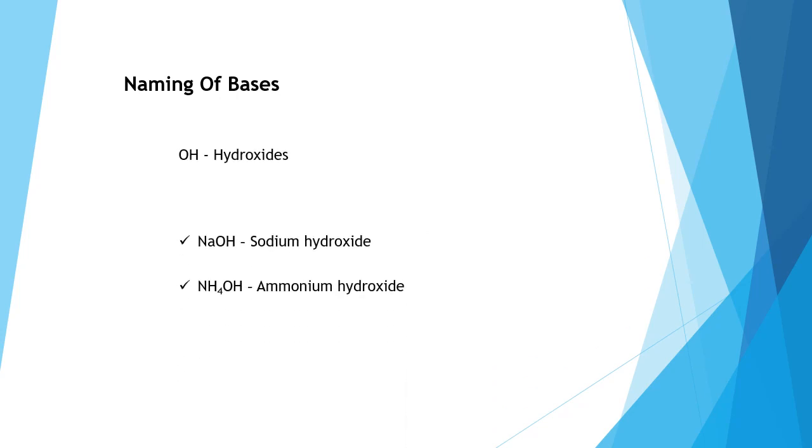Next topic is naming of bases. Bases containing the OH radical are named as hydroxide after the name of the metal. Examples: NaOH is sodium hydroxide. NH4OH is ammonium hydroxide.